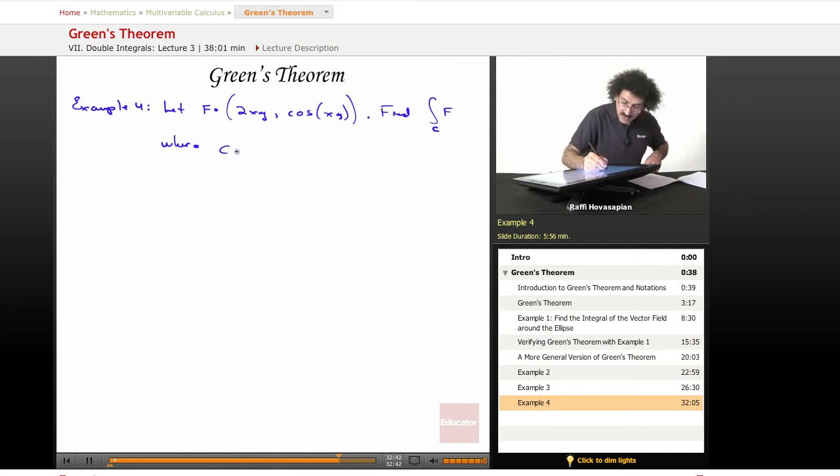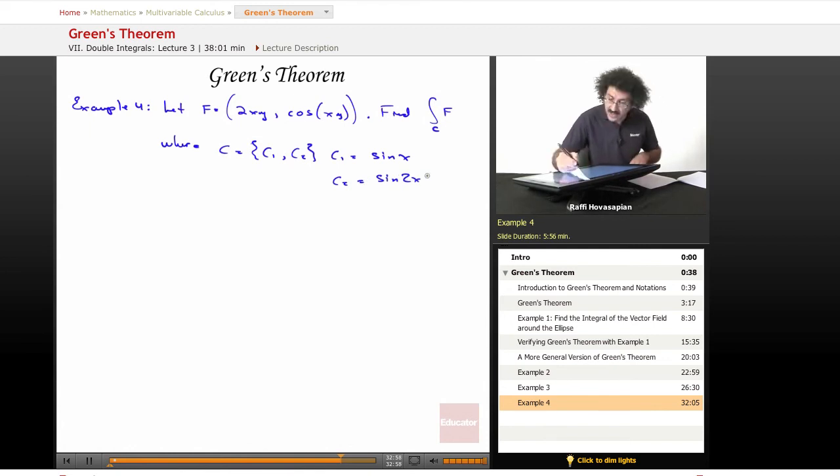Well, our task is to find the integral of f over c, where c is equal to the two curves c1 and c2, where c1 is equal to sine x and c2 is equal to sine 2x. And we would like x to range from 0 to pi. So let's go ahead and draw out what this region is.